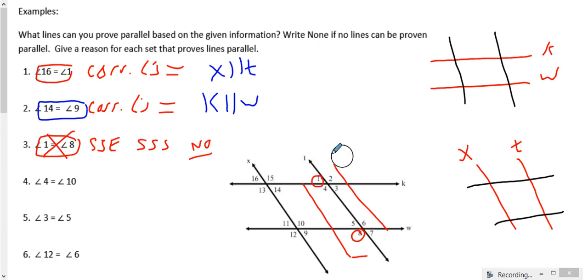All right, next one is 4 and 10. Now this one is a pair of angles that are not connected by a transversal. There's nothing directly connecting the two of them. So because of that, this is a no. We do not have any information from those two at this point. We cannot do anything. It must be connected by a transversal.